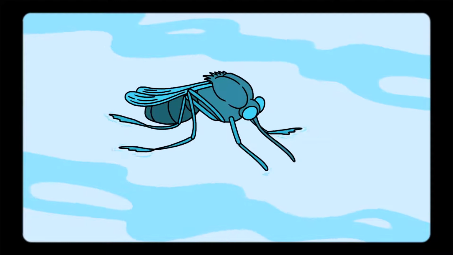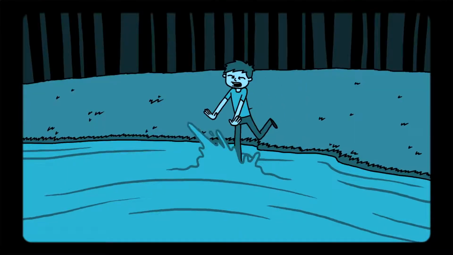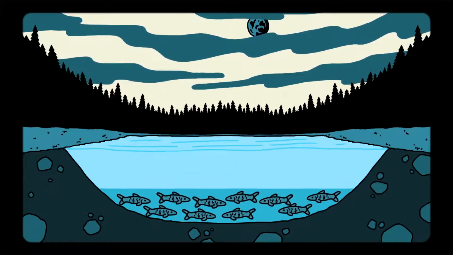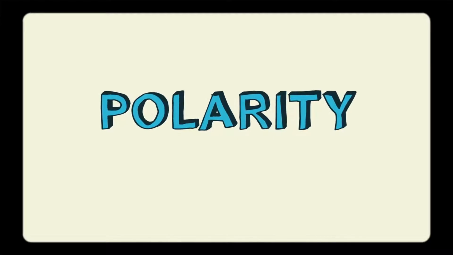Some insects are able to walk on the surface of a pond, but you quickly sink to the bottom when you try to walk on water? And why do lakes freeze from the top down in winter? In a word, the answer to all of these questions is polarity.